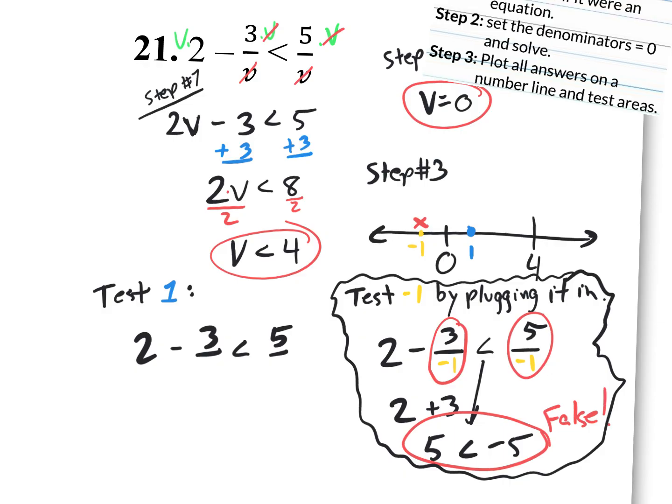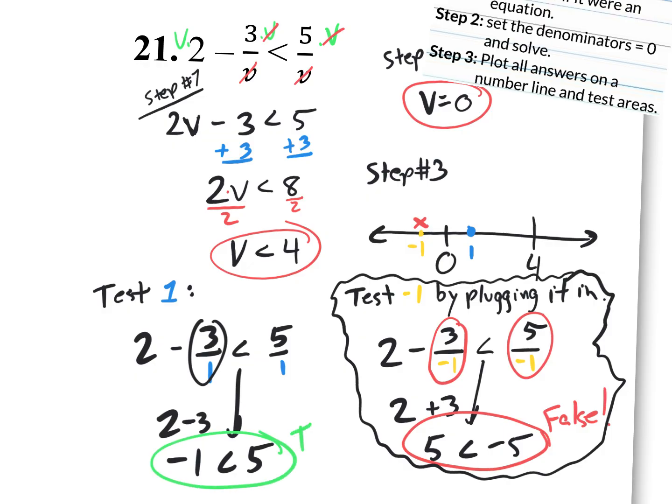So we're gonna plug in blue positive 1. What do we have here? We have 2 minus 3 divided by 1 is just 3. So 2 minus 3, that's negative 1. Bring down the inequality. 5 divided by 1 is 5. What do you think of this? Is this true or false? That's true. So that works.